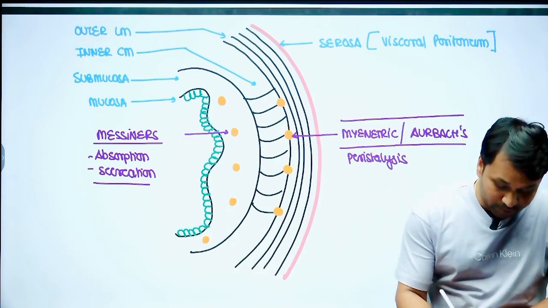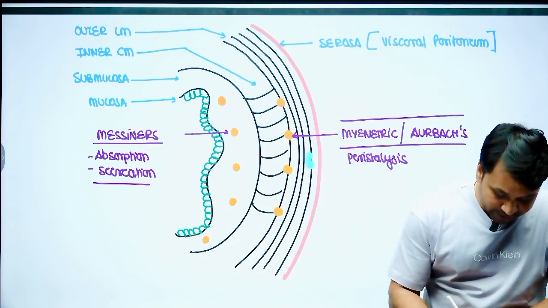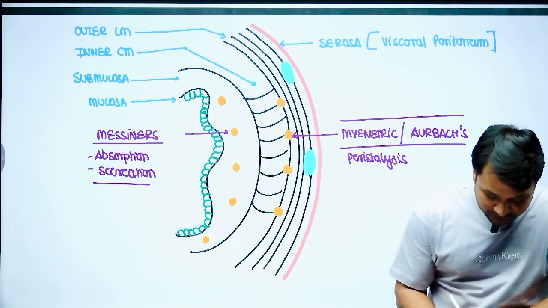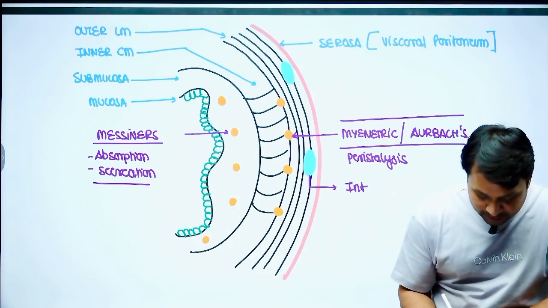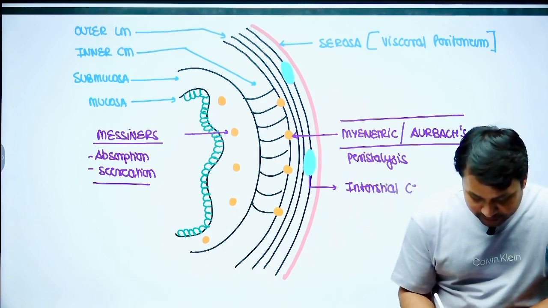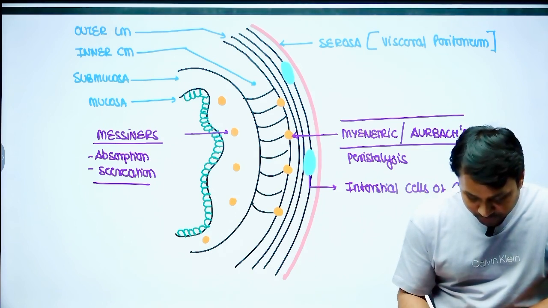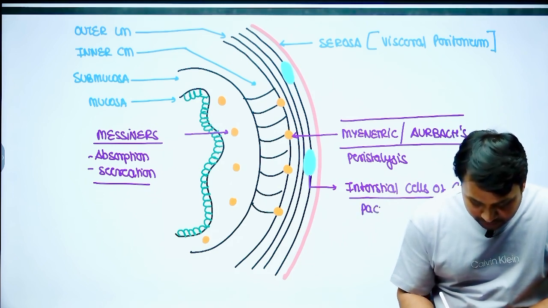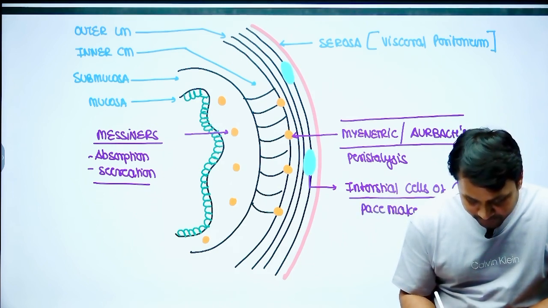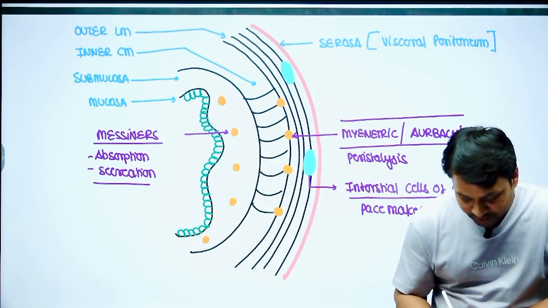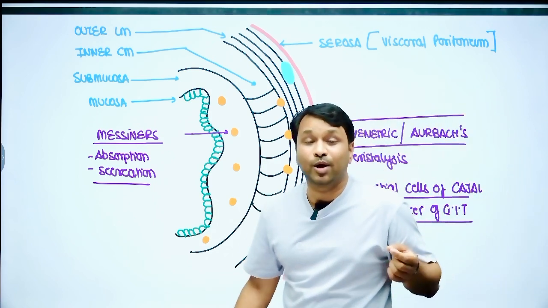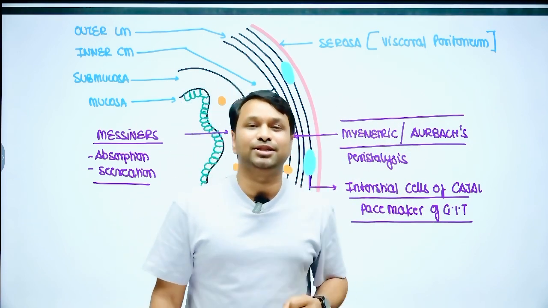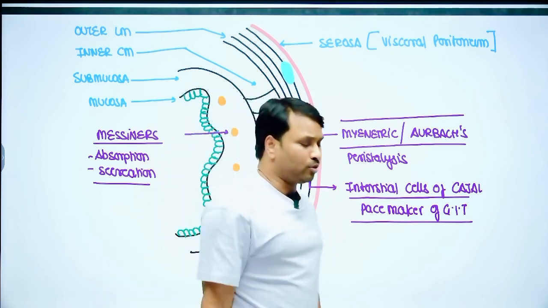Now, on the outer component, you have these specialized cells. Now, these specialized cells which are present on the outer half, these are what we call the interstitial cells of Cajal. Now, these interstitial cells of Cajal are also known as the pacemaker of GIT. Now, a very important point. If a tumor arises from the interstitial cells of Cajal, what do you call it? You call it GIST. GIST is your gastrointestinal stromal tumor. Most common site is going to be stomach.